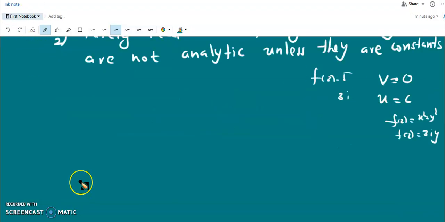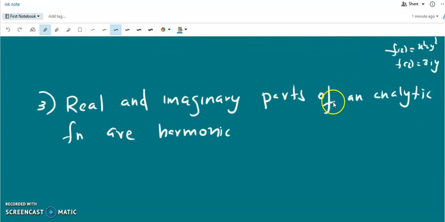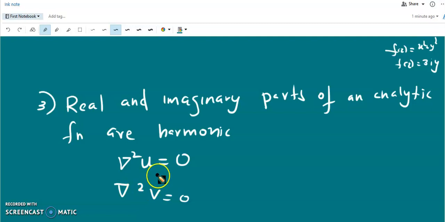Now the third property is that the real and imaginary parts of an analytic function are harmonic functions. That means if f is analytic, then u and v are harmonic. Harmonic means they satisfy Laplace's equation in 2 dimensions. So a function is called harmonic if the Laplacian of the function is 0. So if u and v are harmonic, then del square u is equal to 0 and del square v is equal to 0. So we have to prove this.